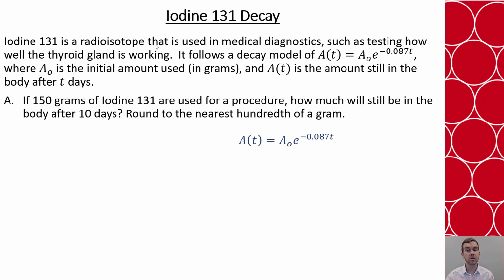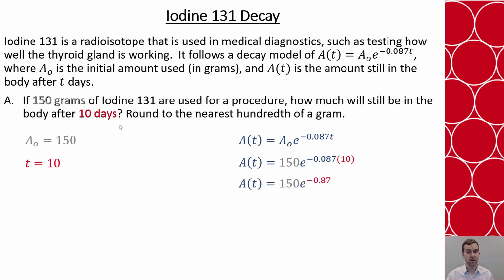First, we know the equation that we're using for our decay model. We then are going to start looking for information to help us. Here, we're starting with 150 grams. We know that we're going for 10 days. And we want to know what's left in the body. So we can then substitute in for our original amount and the time. And as we do that, we just simplify one step at a time.